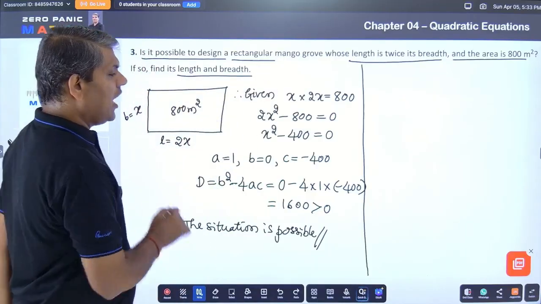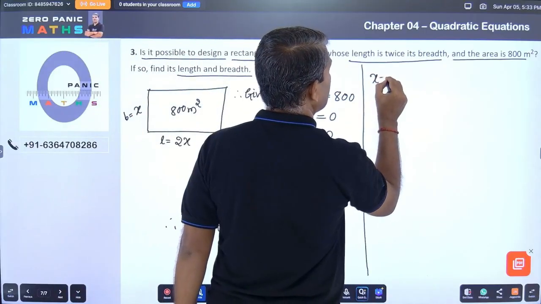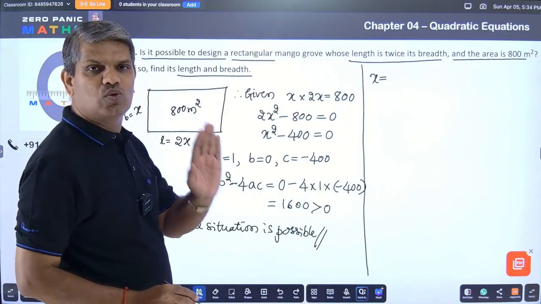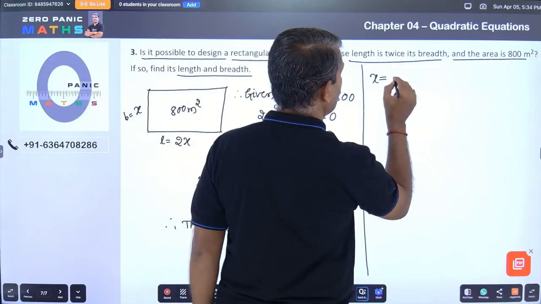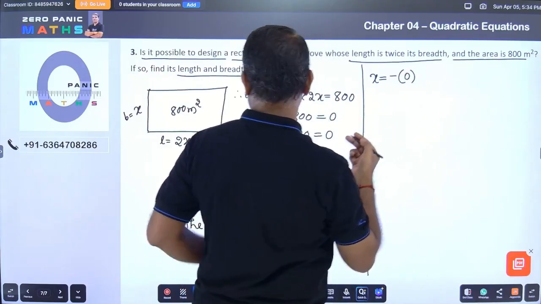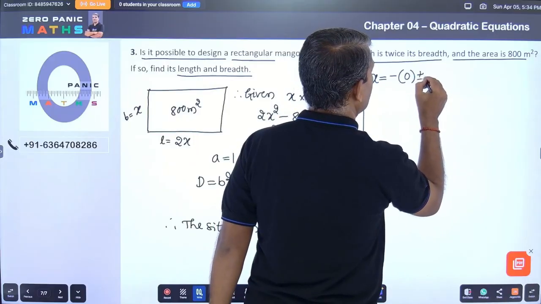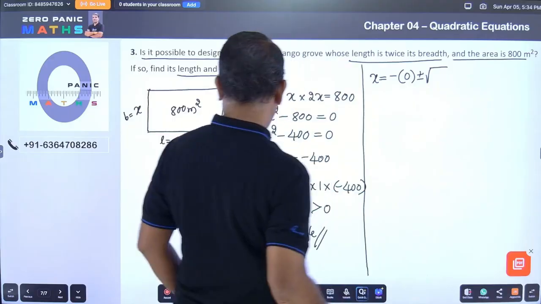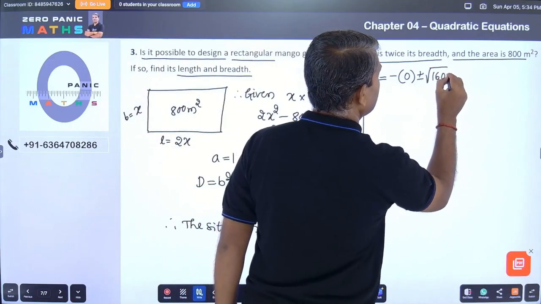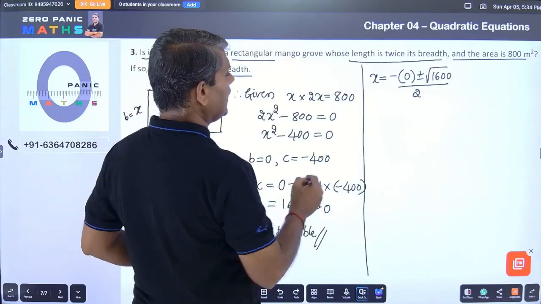And how do you find out that? By using the formula. What is that formula? Minus b plus or minus square root of discriminant divided by 2a. Remember that formula. So minus of 0, there is no b value, plus or minus square root of 1600, divided by 2a. What is a? A is 1.